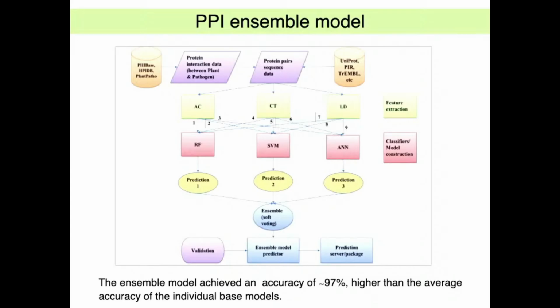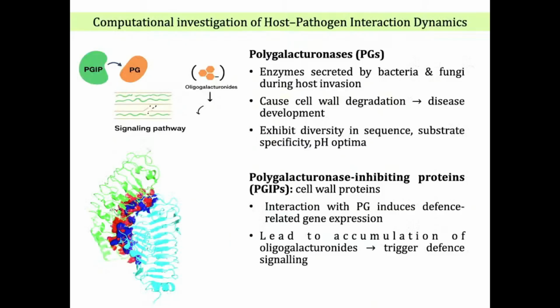So after developing the ensemble model, it has achieved 97% accuracy. That was a bit higher than the individual models. So it shows that the ensemble method is better than the individual approaches. This is one more small computational work that we have done to show how plant pathogen interaction happens. This does not involve machine learning, but shows how computationally we look at plant pathogen interactions.